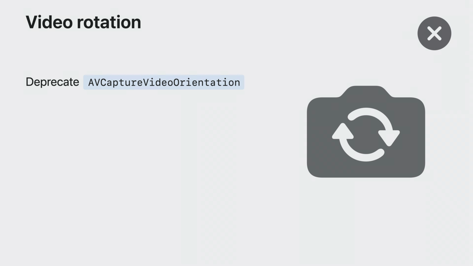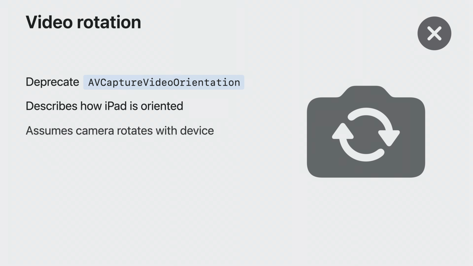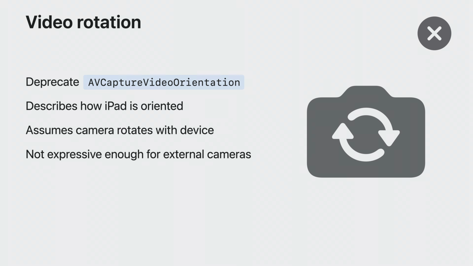In iPadOS 17, AVCaptureVideoOrientation is deprecated, as well as the API that uses the enum. It describes how the iPad is oriented, and assumes the camera rotates with the device. It's not expressive enough for orienting external cameras which move independently. To use this enum, an app typically converts from UIDeviceOrientation, which also describes the iPad, and is an indirect signal for orienting a camera. So, we're introducing new API to handle video rotation.